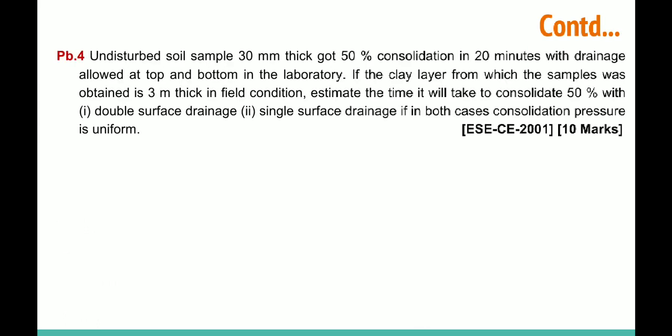Question number 4, we have an undisturbed soil sample 30 mm thick, which got 50% degree of consolidation in 20 minutes with drainage allowed at the top and bottom in the laboratory. Means in the laboratory there is a two-way drainage system, right? If the clay layer from which the sample was obtained is 3 meter thick in the field condition, estimate the time it will take to consolidate 50%. The first part is double surface drainage, the second is single surface drainage, if in both cases the consolidation pressure is uniform.